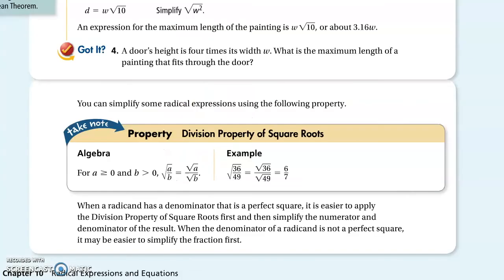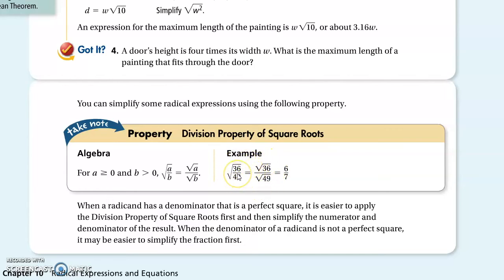We're going to skip question number 4 and go right to the division property of square roots, which says that if you ever have a fraction on the inside of a square root, if you remember from the 3 rules we learned at the beginning of the lesson, this is one of the no-nos. You're not allowed to have a fraction on the inside of a square root. But you are allowed to split it up into 2 different fractions.